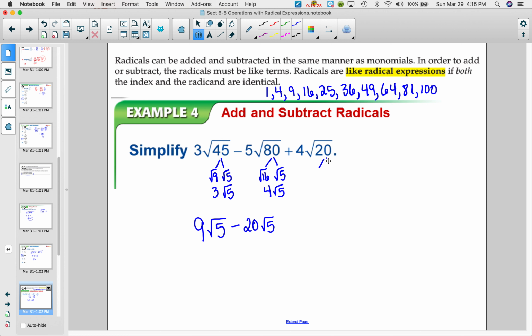Okay, and now I want to break this down. 4 goes into that, so think of this as the square root of 4 times the square root of 5. So I get 2 root 5 times the 4 I already had.